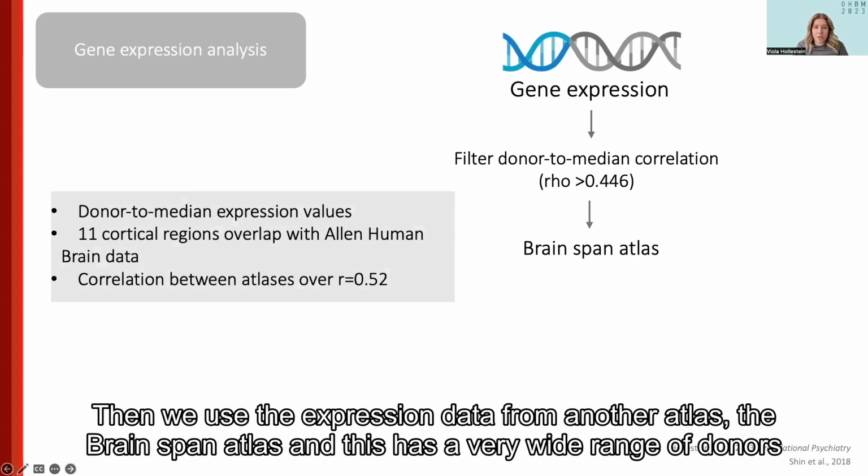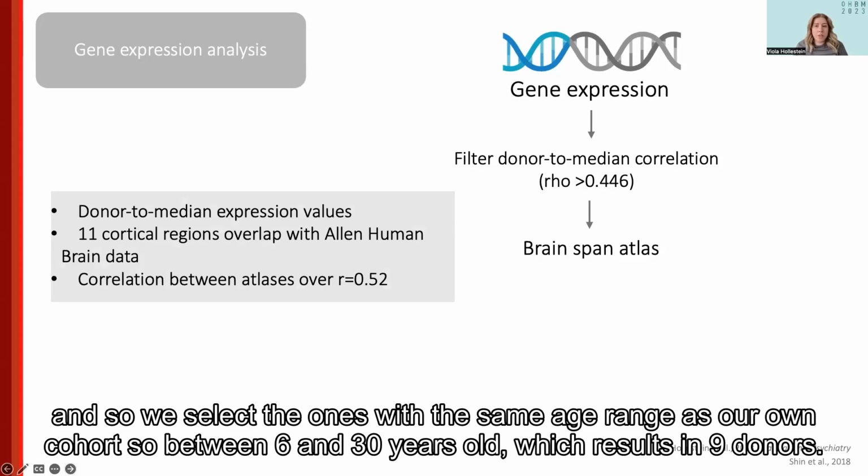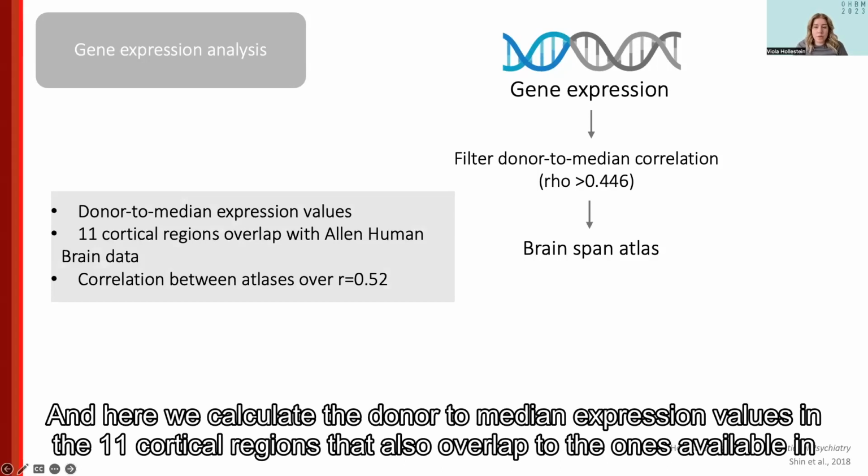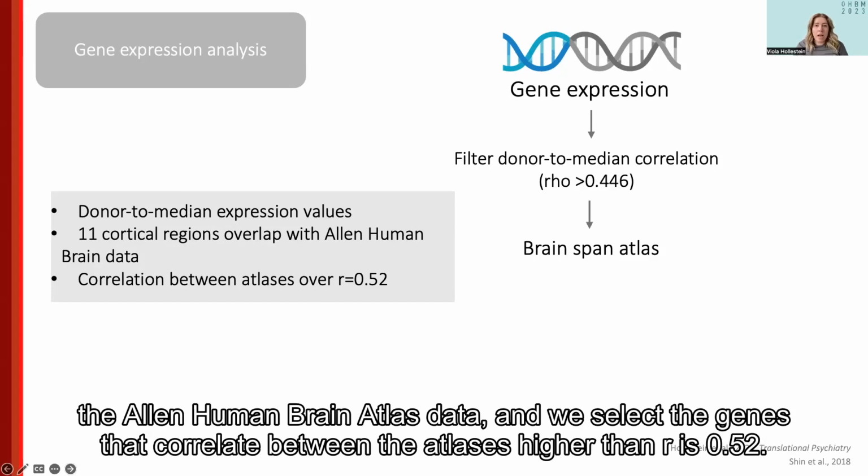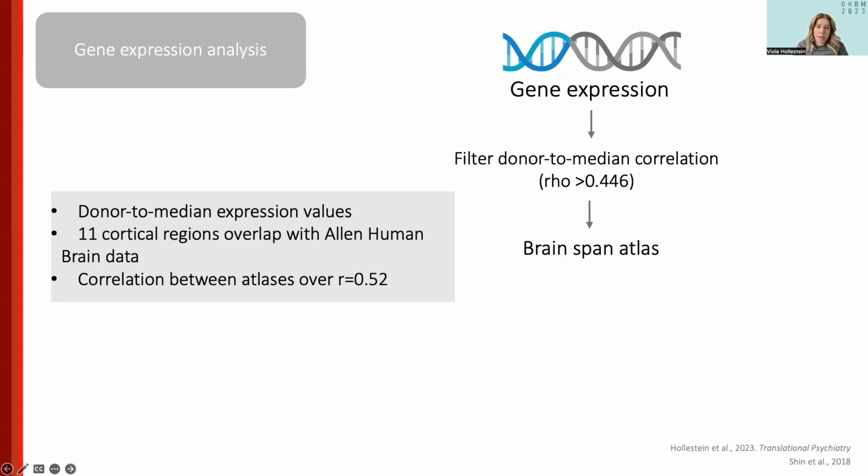Then we use the expression data from another atlas, the BrainSpan atlas, and this has a very wide range of donors. So we select the ones with the same age range as our own cohort, so between 6 and 30 years old, which results in 9 donors. And here we calculate the donor to median expression values in the 11 cortical regions that also overlap with the ones available in the Allen Human Brain Atlas data. And we select the genes that correlate between the atlases higher than R is 0.52.